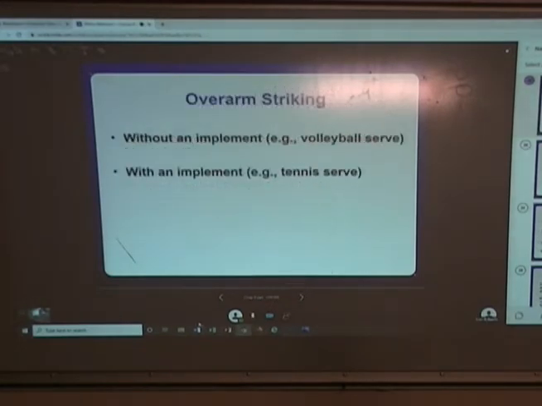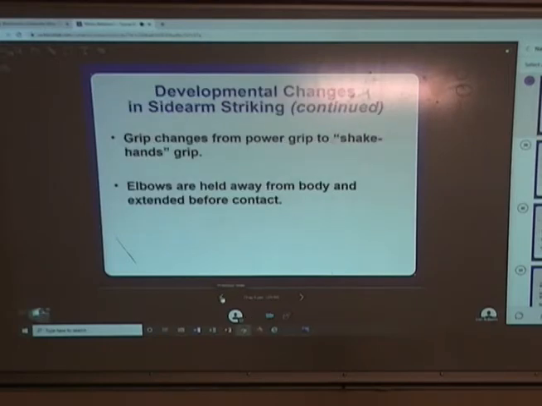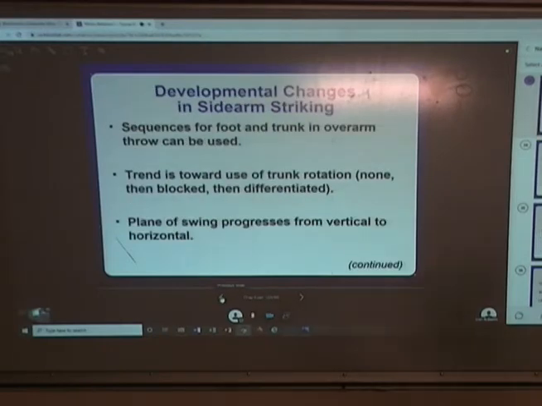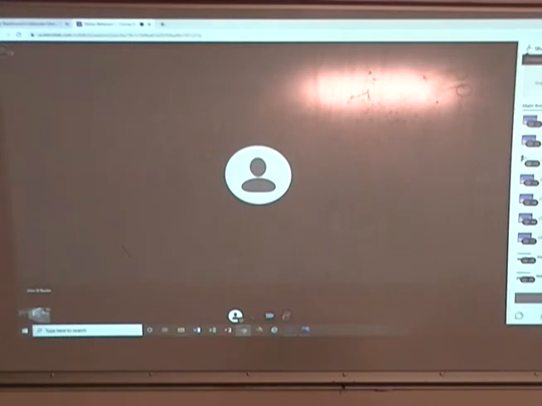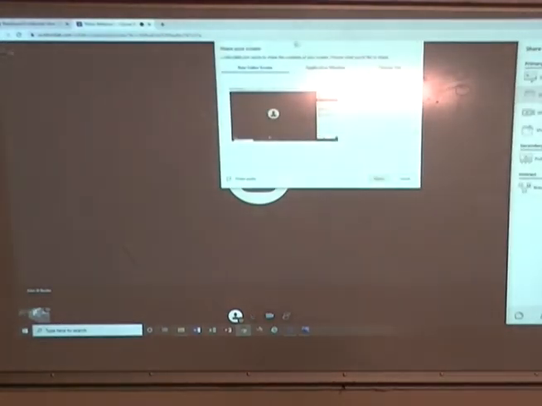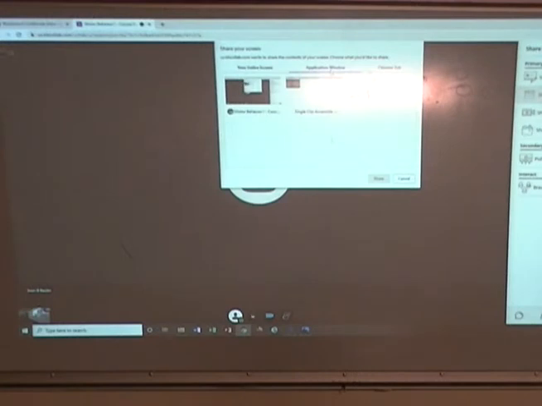Okay, so these slides are the developmental sequence. So if you look at page 118, that's your developmental sequence. Now, you can use some of those components from the overarm throwing observation plan. And they also provide an observation plan just for the racket action. So let me find that to show you.